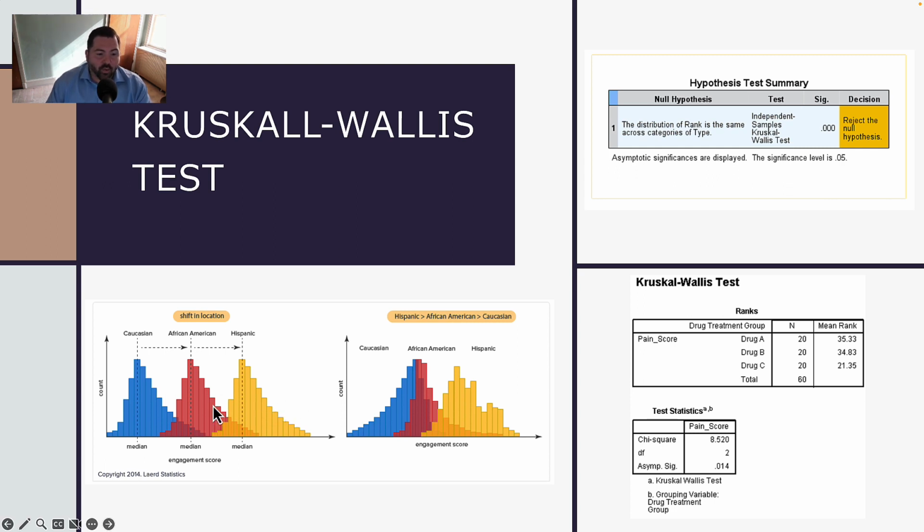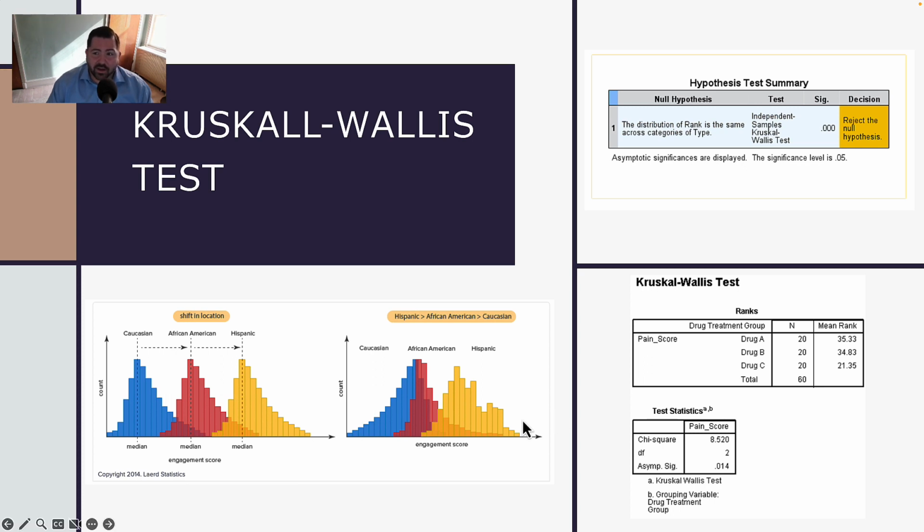And so when that happens and the distribution of each group kind of looks similar, then you meet the basic assumption that the distribution doesn't have to be perfectly normally distributed, but the shape is generally moving in a similar way for all three distributions. So that's what we're checking for with the basic assumption.